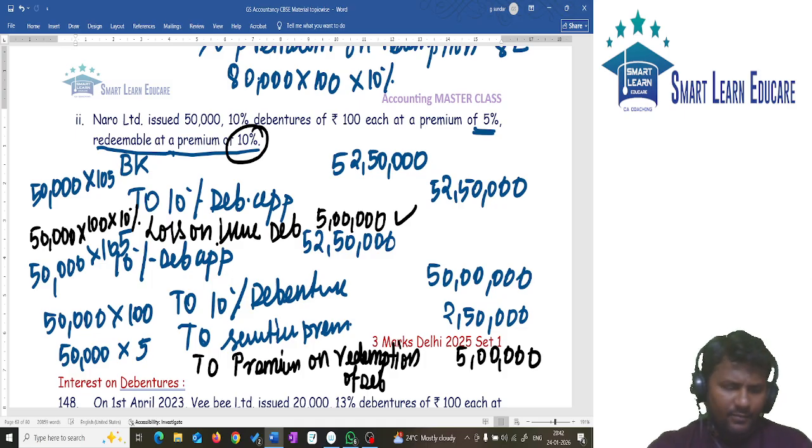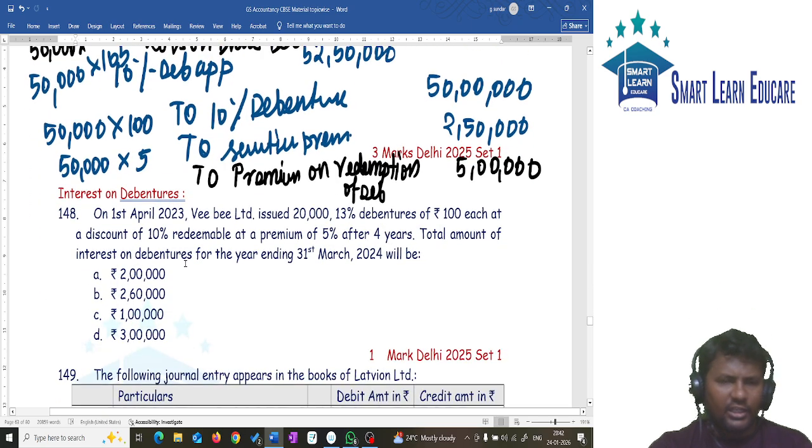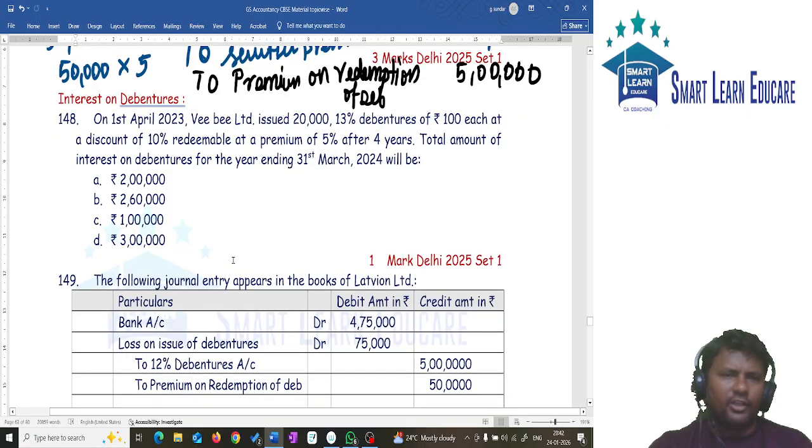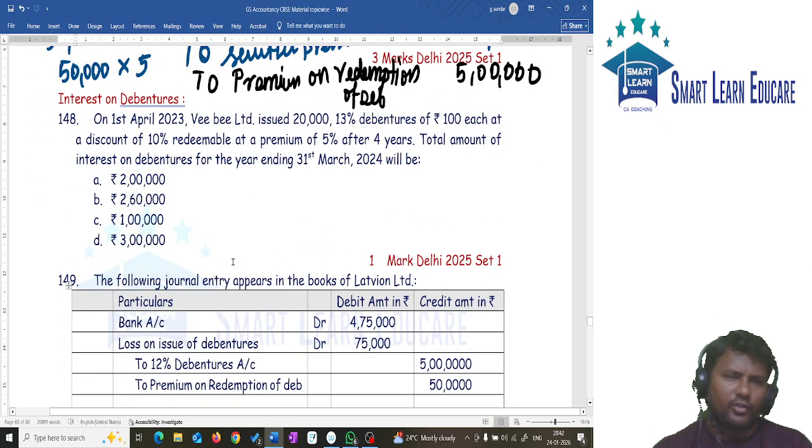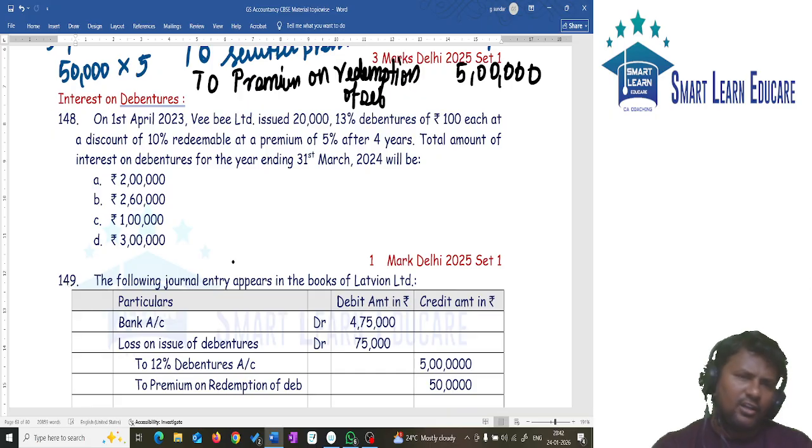So with this we completed up to question number 148. Proceeding to the next question, calculation of interest. Relating to interest, what you should remember is that interest should be calculated on face value. Interest should be calculated on what?